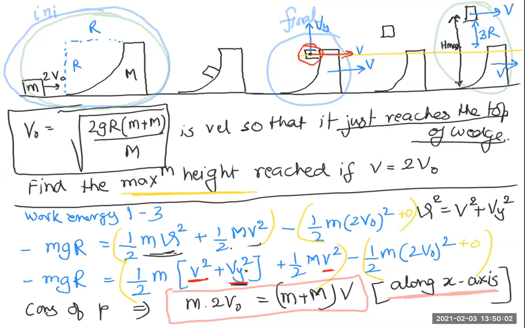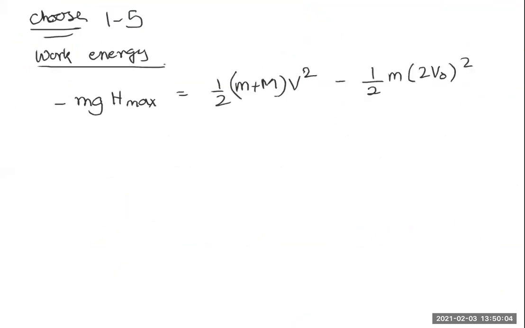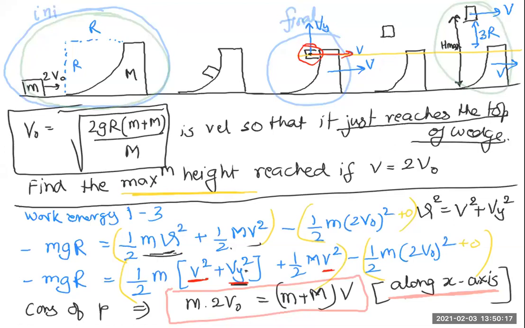So what are the unknowns that are here? Well, h max is unknown and V is unknown. दो unknown है. Again हमको एक और इक्वेशन चाहिए. अब ये इक्वेशन कहाँ से आने वाली है? Again I look at the green bubble and I see that there is no external force acting on the green bubble between the initial and the final point. Therefore, the momentum of the system must be conserved along the x-axis.